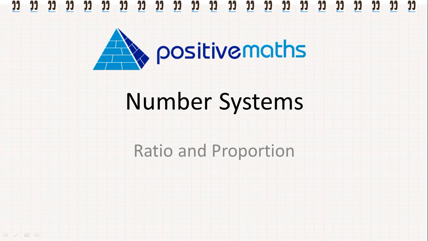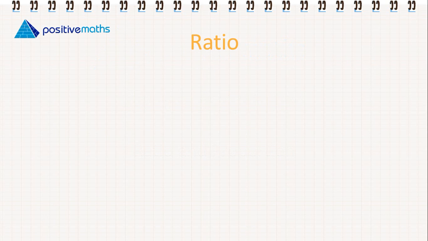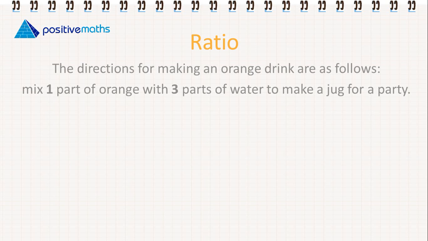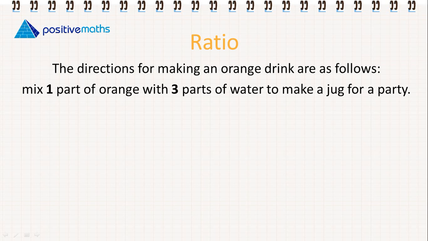In this video for Positive Maths, we're going to learn about ratio and proportion. So in order to learn about ratio, we're going to take a basic example to go through. I'm going to take the directions for making an orange drink. So they are as follows.